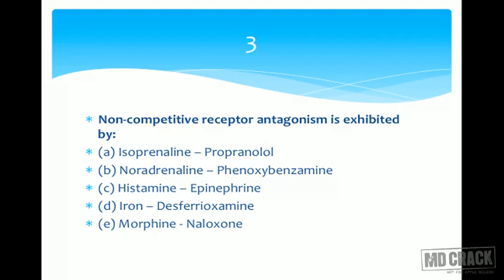Non-competitive receptor antagonism is exhibited by: I think it should be easy because they are giving the pairs of various drugs. One is agonist, one is antagonist, and you have to choose which one is non-competitive.